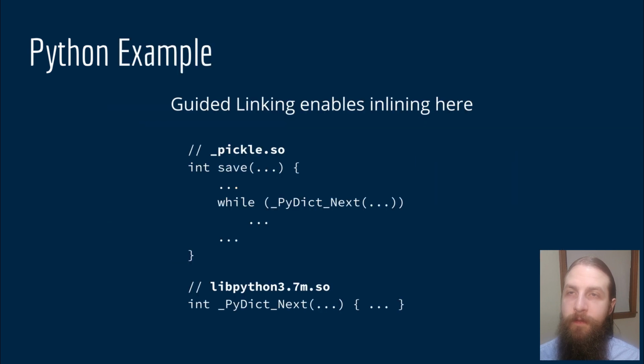In the benchmark where we get the 32% speedup, most of the CPU time is spent in a plugin module called Pickle. This module is processing Python dictionaries, so it has to call the pydictNext function over and over again, which is defined in the main Python library. Guided linking gives us a huge speedup because we can inline this function from the library into the plugin.